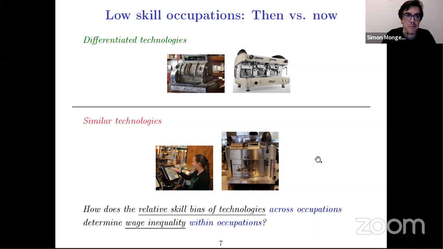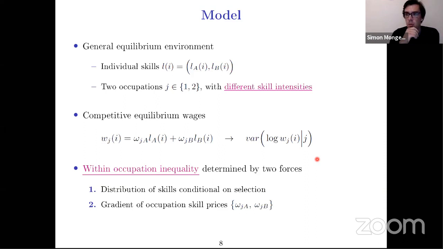Okay, so here's an overview of how I'm going to think about the different sources of within occupation inequality in this model. This is going to be a general equilibrium environment. There's going to be a continuum of individuals i, and they're going to be endowed with two skills, skill A and skill B. There's going to be two occupations, right? And crucially, this number of occupations is a lot smaller than all the diversity of individual skills.